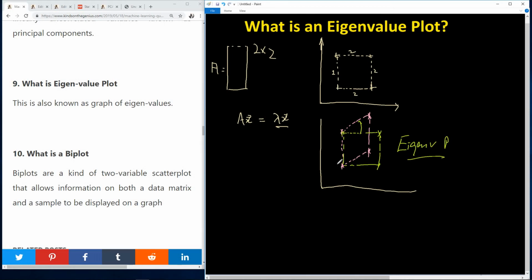So when you multiply data by a vector, and you are trying to visualize it in a plot, you'll get something called an eigenvalue plot. It's difficult to explain, but at least I can visualize it.